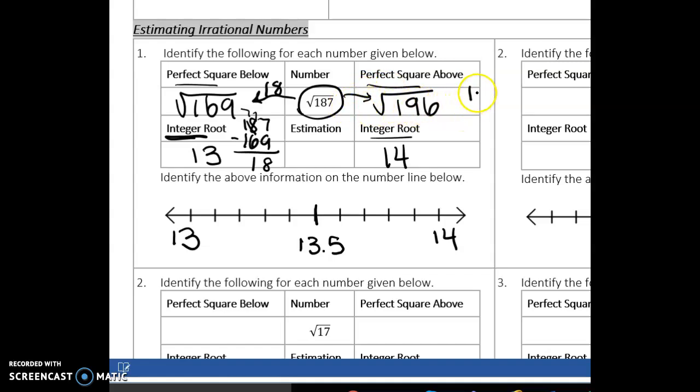And then over here, 196 minus 187. On the other hand, I am only 9 away from here. That means that I am definitely falling closer to 14, and a good approximation of where I'm going to fall is going to be around that 13.8 or 13.7 mark.